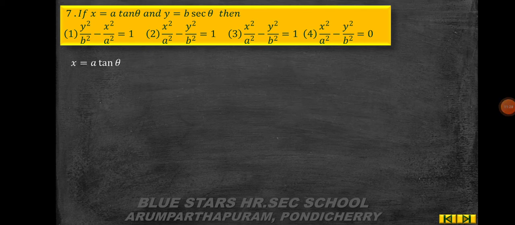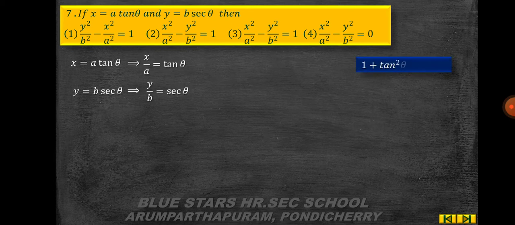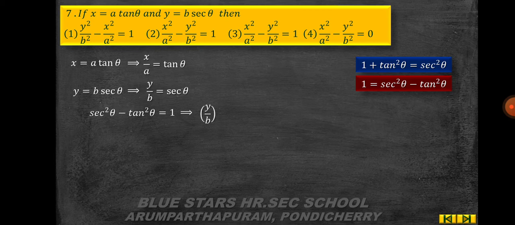X is equal to a tan theta, which implies x by a is equal to tan theta. Y is equal to b secant theta, which implies y by b is equal to secant theta. We know 1 plus tan square theta is equal to secant square theta, and 1 is equal to secant square theta minus tan square theta. So secant square theta minus tan square theta is equal to 1, which implies secant value is y by b. So y by b the whole square minus x by a the whole square is equal to 1.